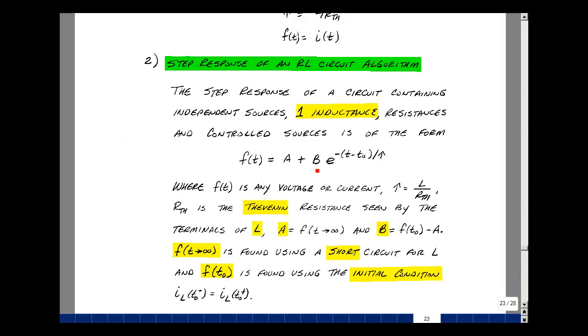Then the term A plus B is at t equals t0, and we know that the current in an inductance cannot change instantaneously. So if we find the value of the current before the switch changes state, it's the same as after it changes state, just for a small smidgen in time. And we can use that then to solve for B.